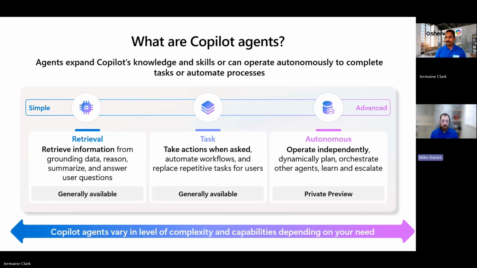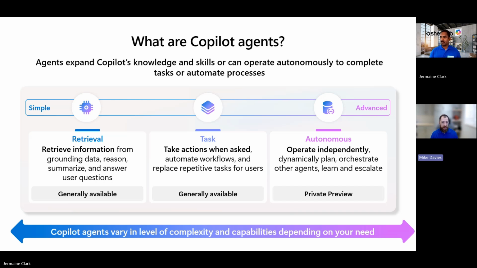Moving up the stack with a little more complexity is allowing the AI to go out and perform an action. Whether that's automating a workflow, this is all triggered by a person asking it to perform a task. So it still requires that human intervention to go out and complete said task.